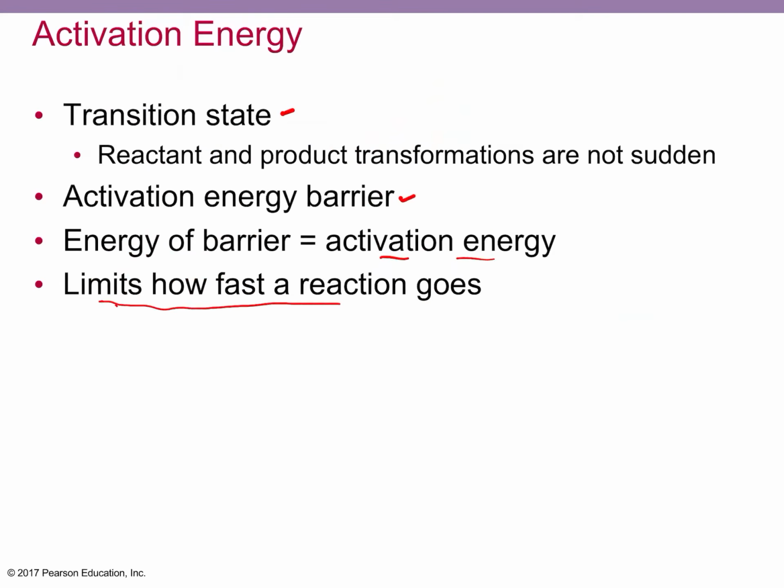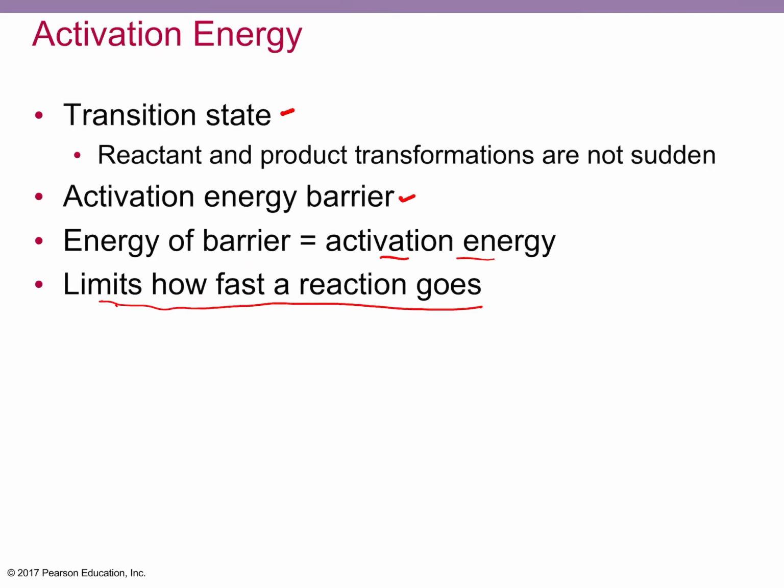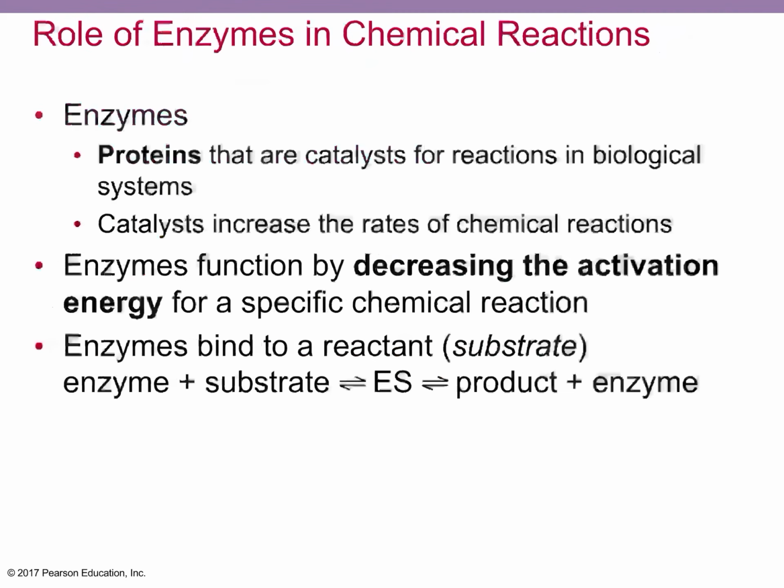And this is going to limit how fast a reaction goes. If you have a very high activation energy, you're not going to have a very fast reaction. In order for reactions to proceed at the speed that living things need, things have to happen right away. So enzymes are used to reduce the activation energy so that reactions can happen very quickly. All right, so let's see if we can answer this question. The answer is low, right? If activation energy is high, then the rate of reaction is low.